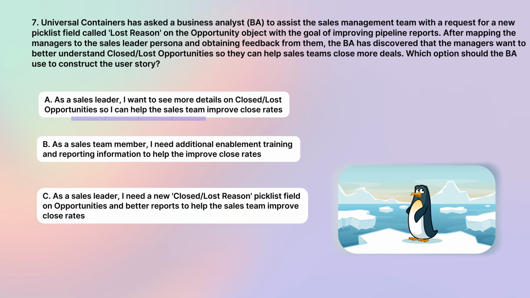A is the correct answer because it accurately reflects the user story from the perspective of the sales leader persona who wants more details on closed lost opportunities in order to help improve close rates for the sales team. Option B is incorrect because it focuses on the perspective of a sales team member needing training and reporting information, which is not the primary goal of the BA's user story. Option C is also incorrect because it specifies the closed lost reason picklist field without highlighting the core objective of understanding closed lost opportunities to improve close rates.